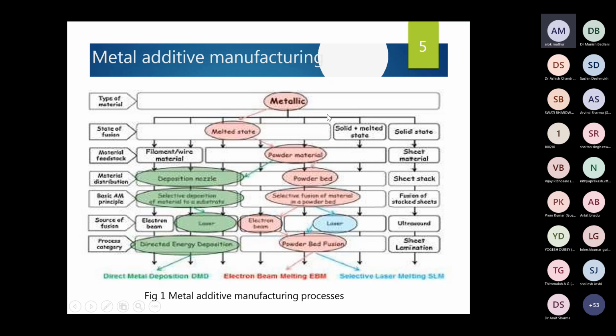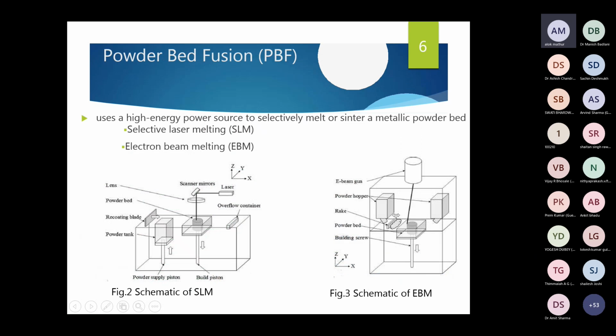So you can see how the different advanced methods are derived or extracted from the original method. If we are using this direct energy deposition, we call it direct metal deposition or DMD. And if we use electron beam, this is electron beam melting, EBM, and selective laser sintering if we are using laser for the metallic powder. So this is a typical set of advanced additive manufacturing processes which are based on metal.